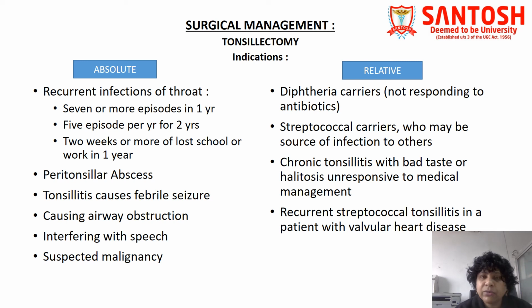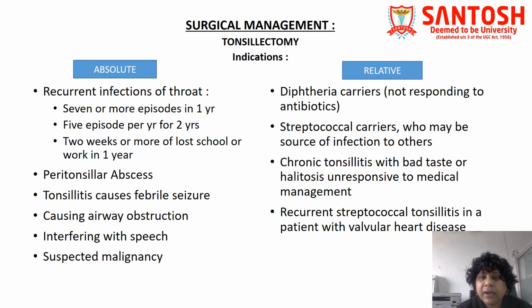Tonsillectomy. In chronic tonsillitis, we have to go for tonsillectomy, and it has two types of indications. That is absolute and relative. Absolute is recurrent infections of throat, 7 or more episodes in 1 year, 5 episodes per year for 2 years, and 2 weeks or more lost from school or work in 1 year. Then peritonsillar abscess, an absolute indication after 6 weeks. Then tonsillitis causing febrile seizures, causing airway obstruction, interfering with speech, and suspected malignancy.